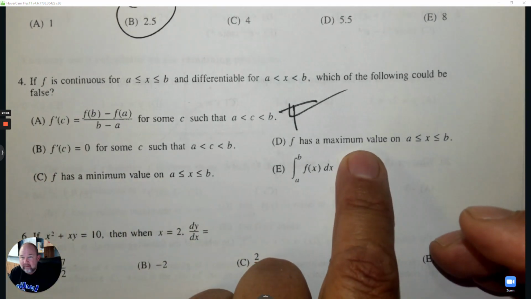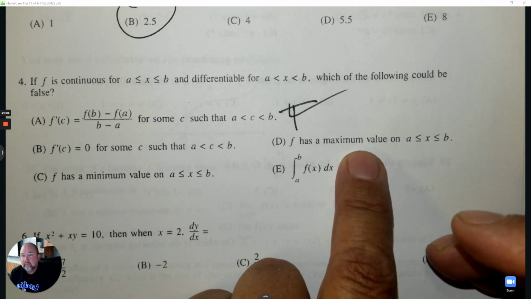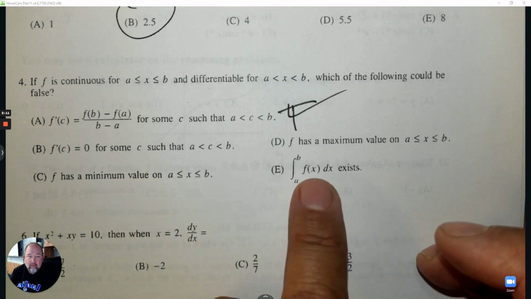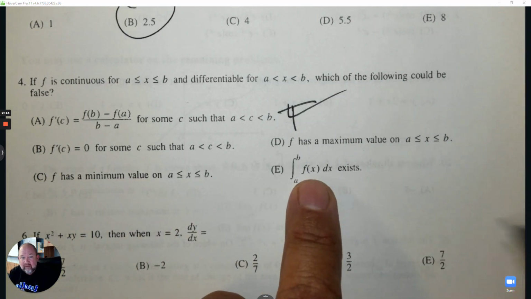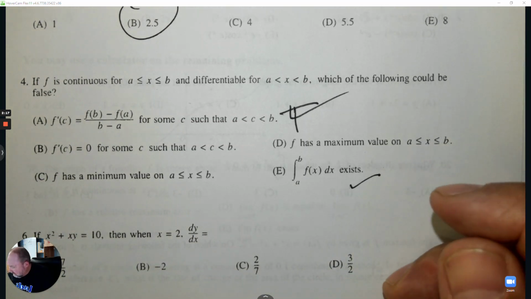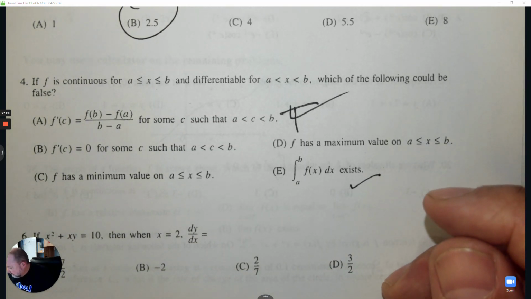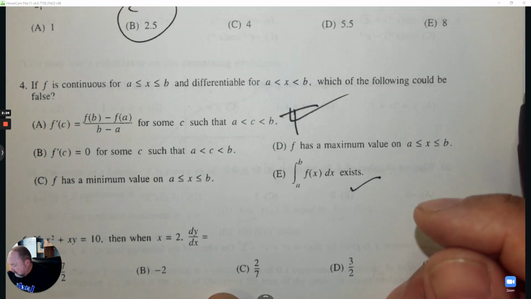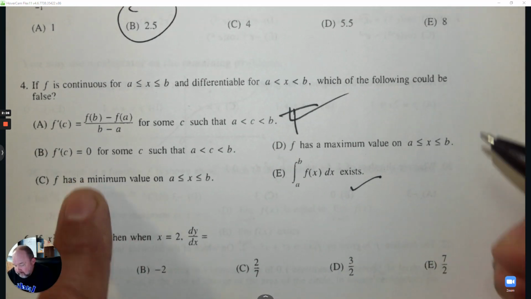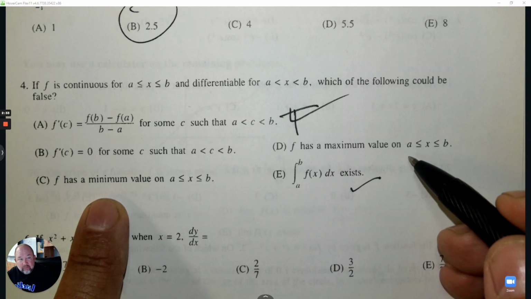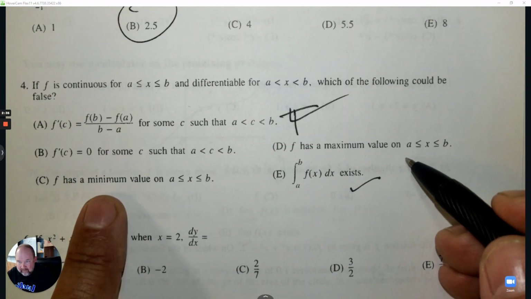There's a maximum value from A to B, so could be false. There's a minimum value, or the integration exists. So if it's continuous and differentiable, this one exists. Now look at B, D, and so on. So C and D has a maximum value and has a minimum value.